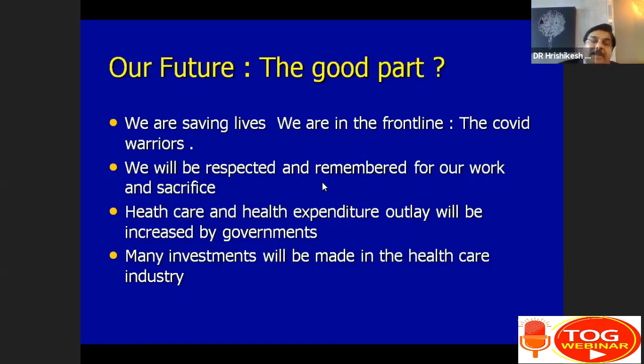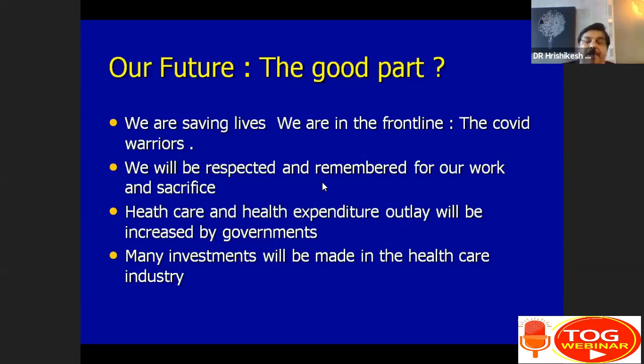Health expenditure is presently at 1%, and you'll be surprised that before the PMO launched the Ayushman Bharat scheme, 50 to 60% of people used to have out of pocket expenditure in private care. That outlay will be increased by government. They have already increased it, and maybe after this they will increase it more. Then many investments will be made in the healthcare industry.